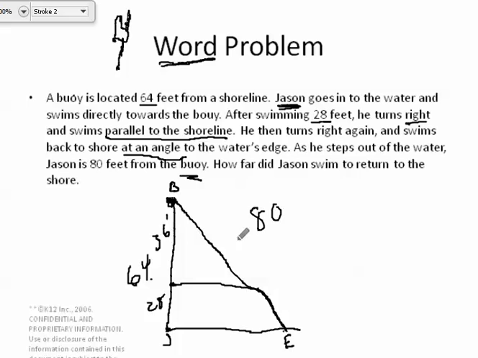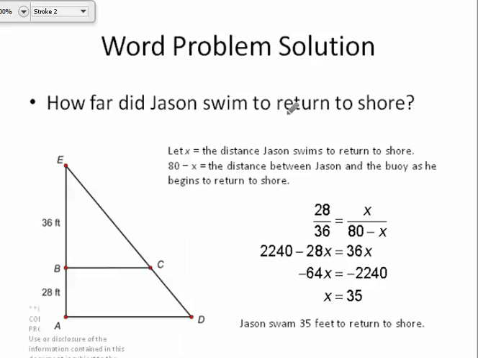Wow. You know what? We could set up a proportion here. We could say that this one is x, and this one up here is 80 minus x. And we could actually work this out with our proportions, right? And that's what they did here. This one is 80 minus x, and this one is x. And so they say 28 over 36 equals x over 80 minus x.